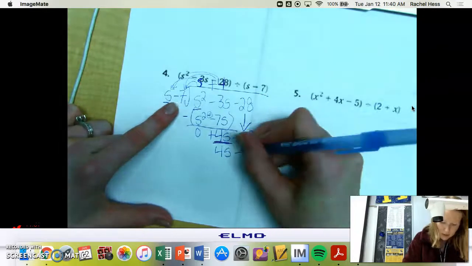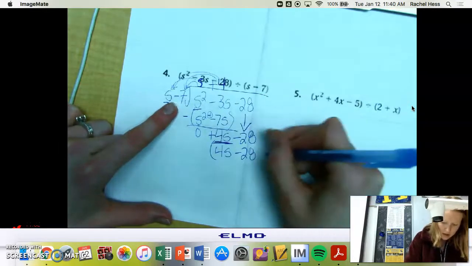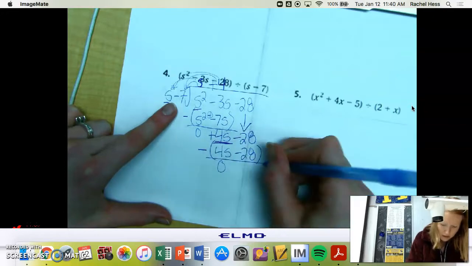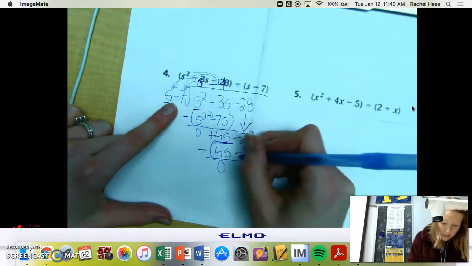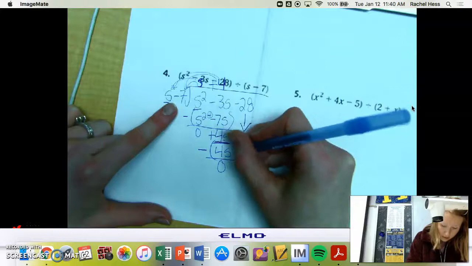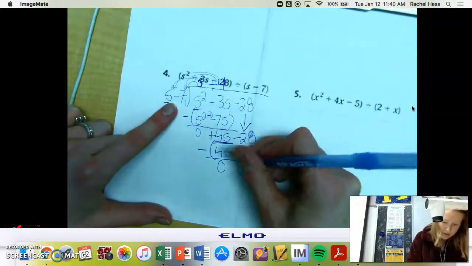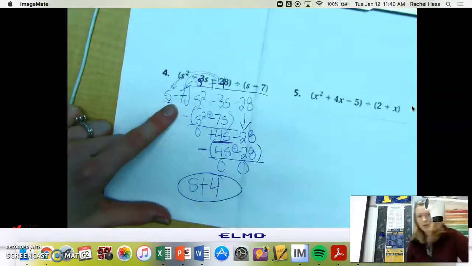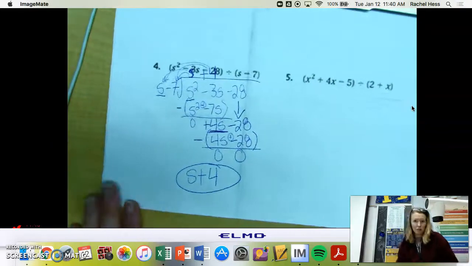Negative 7 times 4 is negative 28. So when I subtract, 4s minus 4s is 0. Negative 28 minus negative 28, remember that would turn to a plus, would give me 0. So my final answer is going to be s plus 4, and it looks like there is no remainder.